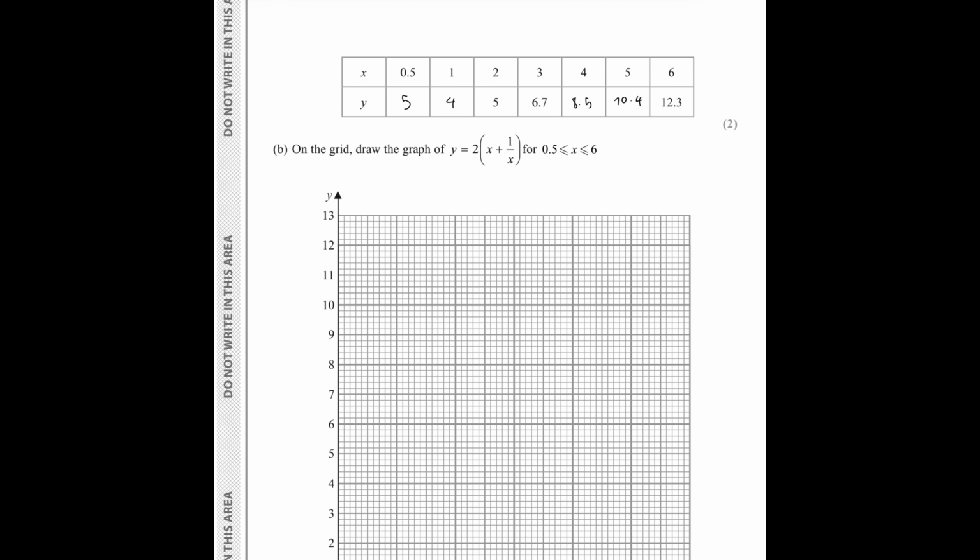At 0.5 we have 5, so here. At 1 we have 4. At 2 we have 5 again. At 3 we have 6.7, so 6.7 should be here. At 4, 8.5, so let's go up a little bit. Okay. And next one, at 5 we have 10.4. Let's see, it's here. At 6 it's 12.3.